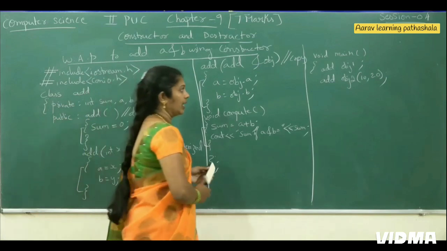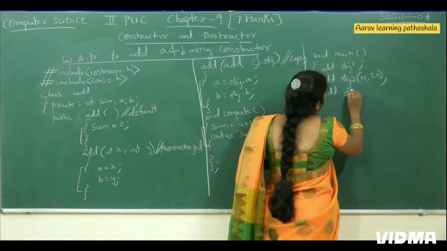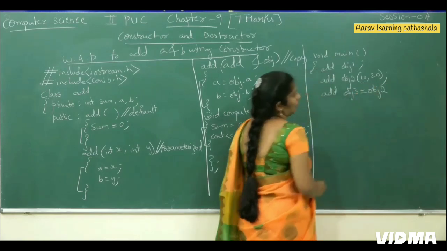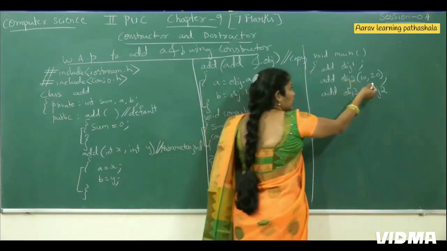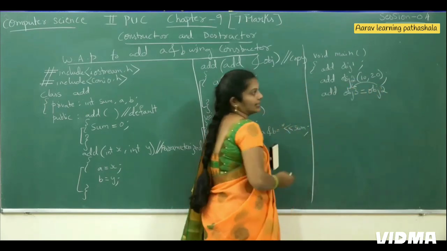The parameterized constructor executes. Next I am going to create one more object, that is add object 3 equals object 2. What I am doing is whatever values are in object 2, we are copying to object 3.